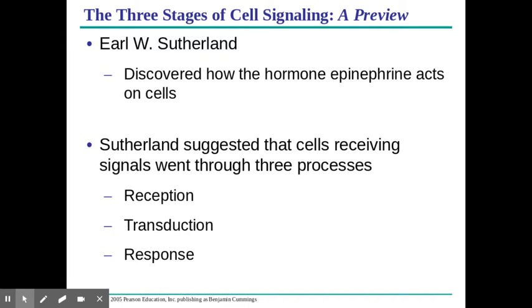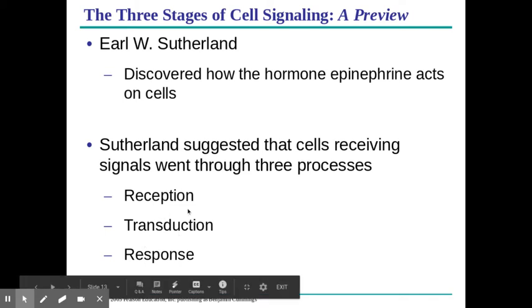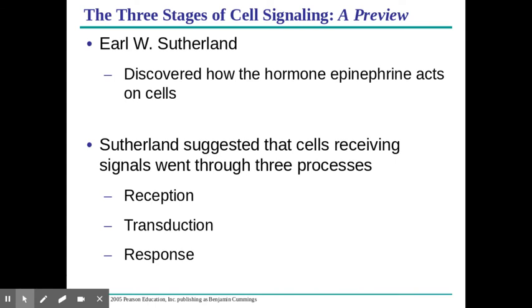All right. There's 3 stages of cell signaling, cell communication. You're going to hear this a lot this unit. Reception, transduction, response are the 3 types. And Earl W. Sutherland is really the scientist that figured this out. And how he figured this out is actually kind of interesting.